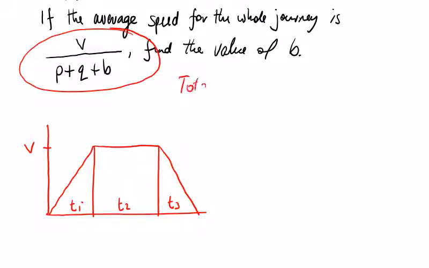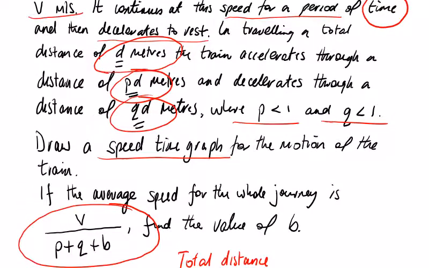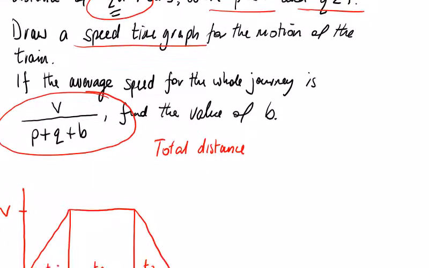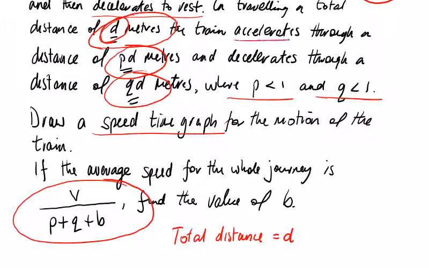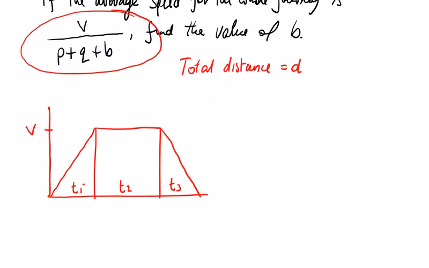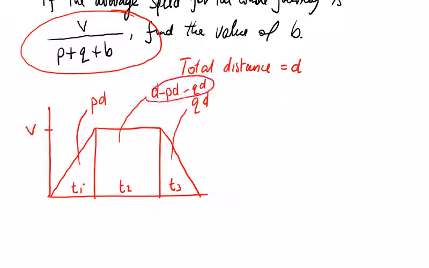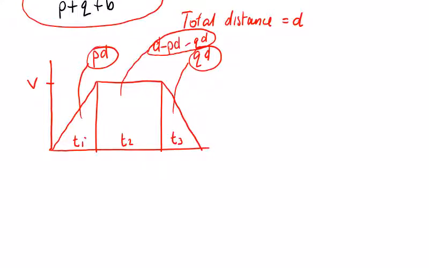Total distance they've given us. What's the total distance? Was d, wasn't it? d meters up here. Total distance is d. They've also given us the distances travelled. In the acceleration was pd and qd in the deceleration. So here we have pd and here we have qd. So that means that the total distance in here is going to be d minus the two of them. So we have 3 distances travelled. So we could get in terms of time these distances.